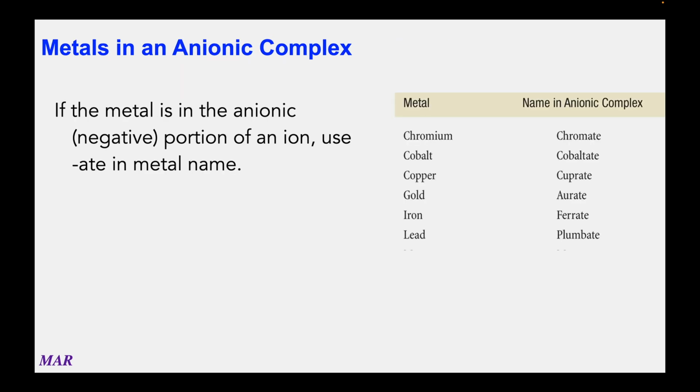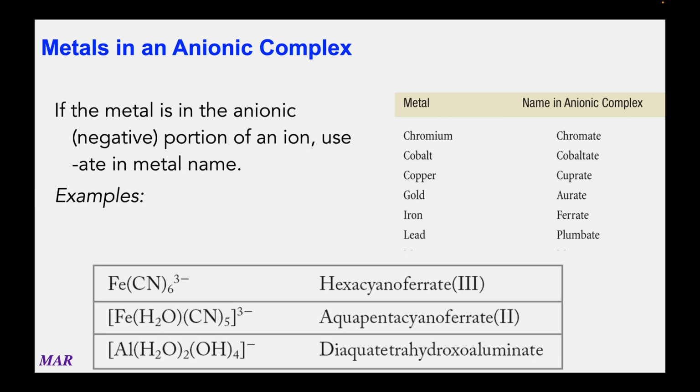If your metal happens to be in the anion part, the negative part, then you change its name a little bit. The names are kind of wild, but you basically want to give an -ate to your name. So chromium becomes chromate, gold becomes aurate, iron becomes ferrate, lead becomes plumbate, and stuff like that. Zinc becomes zincate. Lots of examples of these kinds of things. So here are some examples of how this works out.